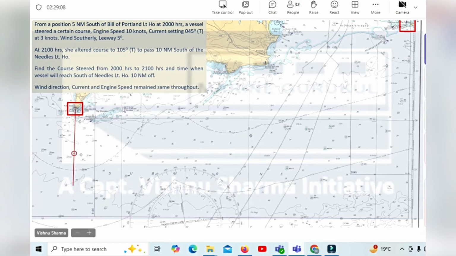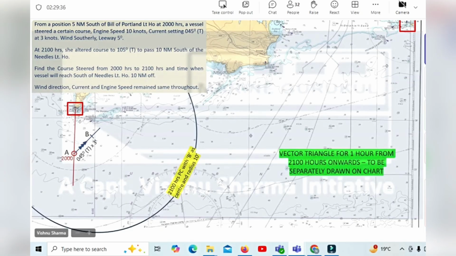This is the 2000 hour fix. Since we do not know the CTS from 2000 hours, we have applied the current for 1 hour, and from B we drew a circle of 10 miles radius, and this is the 2100 hour PC. We have enough information to get the CMG from 2100 hours onwards. So we get that CMG by allowing wind and current separately in this vector triangle.